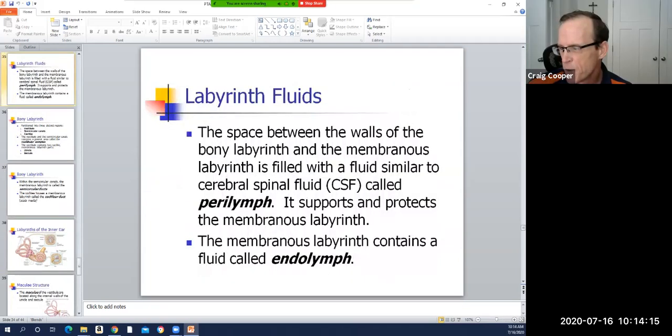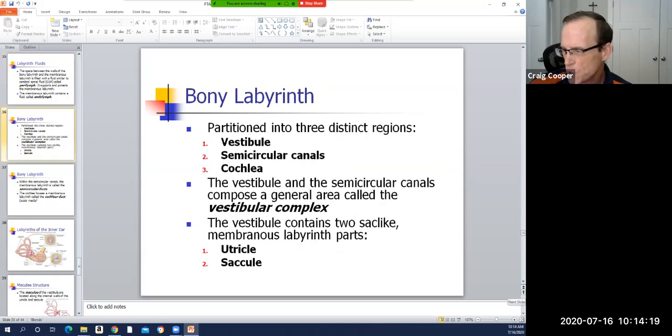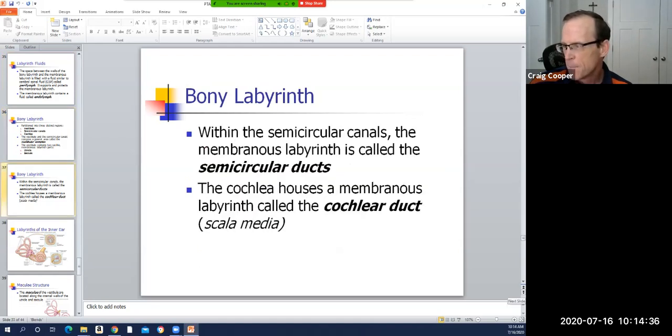All right, let's look at some other structures. I don't think you need to know a lot about the makeup of the fluids, but you do definitely want to know where these three structures are: the vestibule, the semicircular canals, and the cochlea. Within the vestibule, you kind of want to know where the saccule is and where the utricle is. And then, yeah, we don't need to know that part too much.